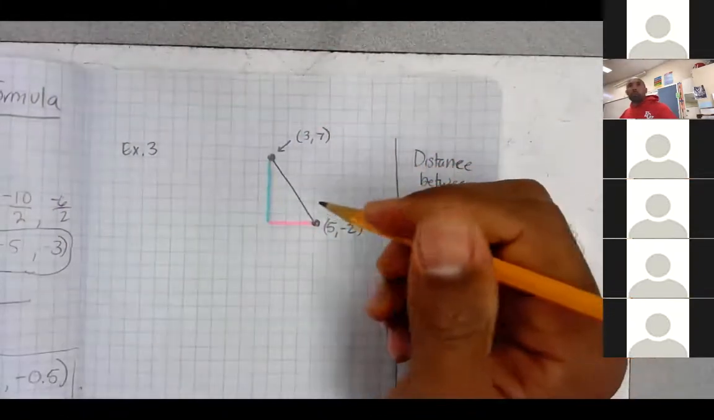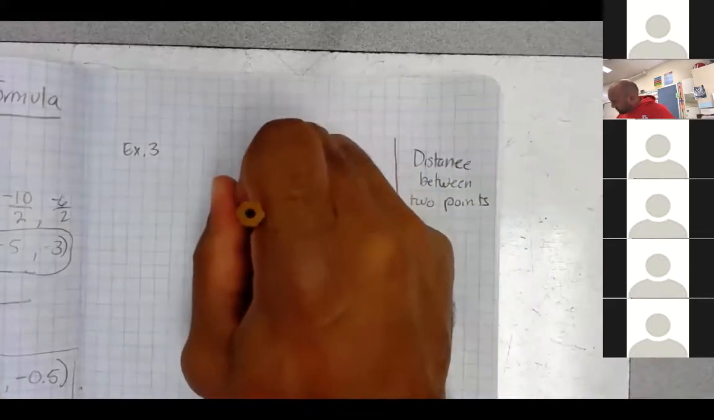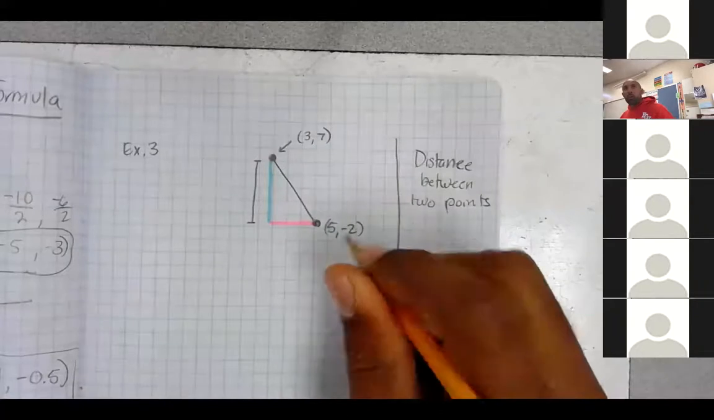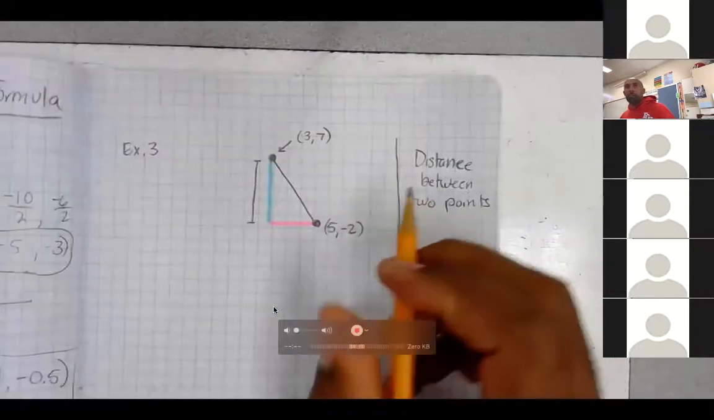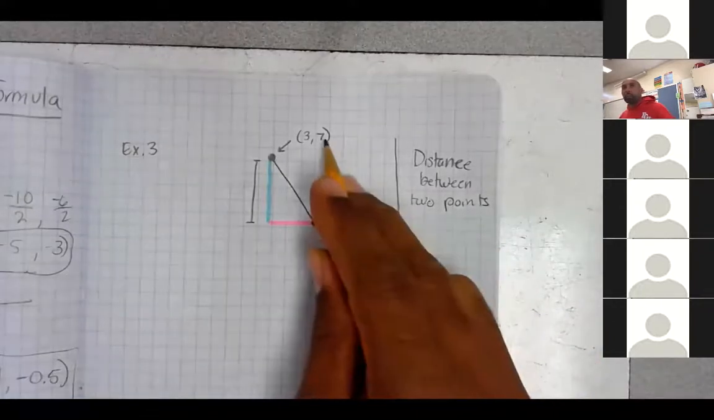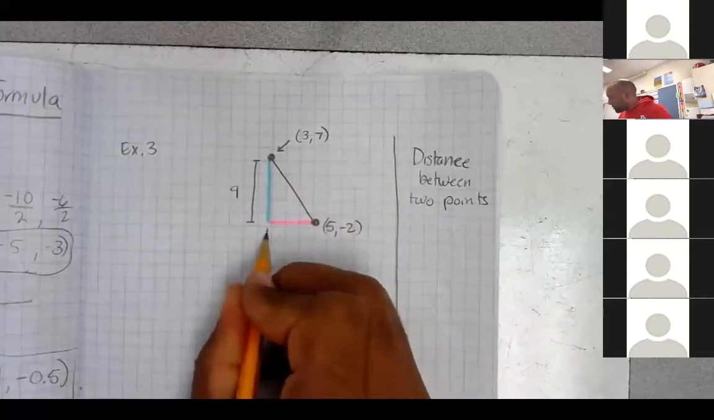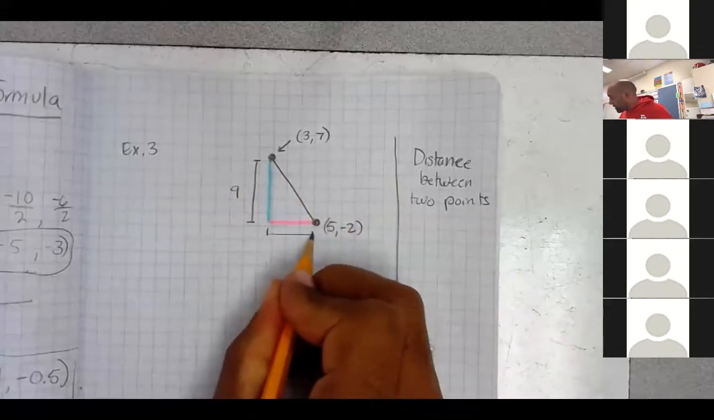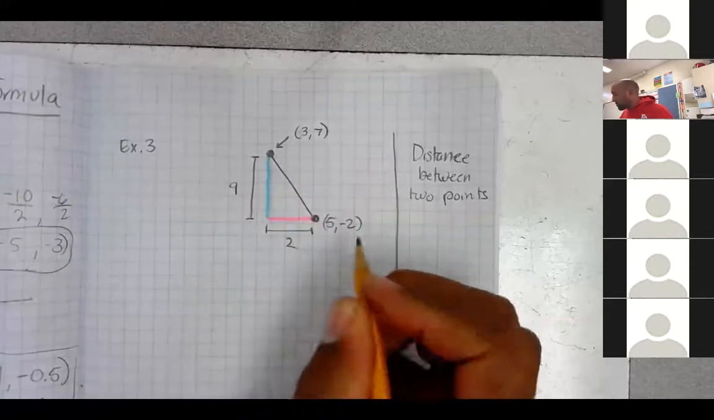So the distance here, if we go back to the Deltamath, that was 9 up and down, okay? So basically it's the distance from the -2 up to 7, the y distance. So that's 9. And then right here, that's going from 3 to 5, so that's 2.